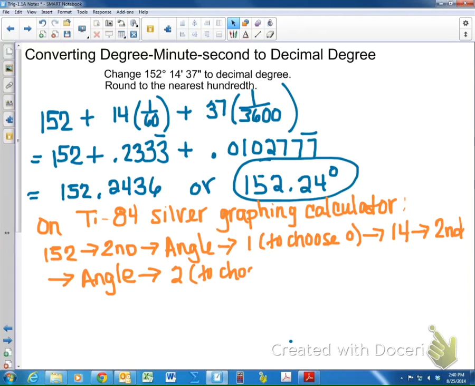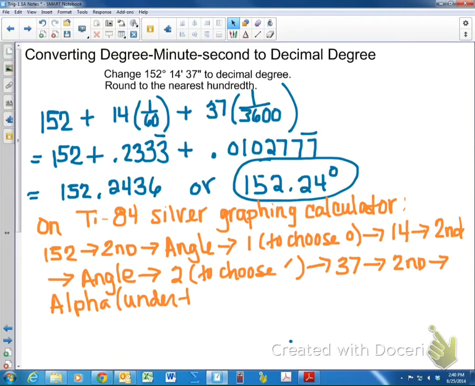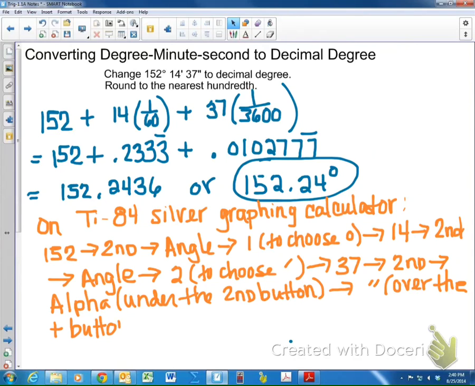And you'll see that 1 little tick mark there. That means minutes. On your calculator, it takes you back, so you now put 37 down. Hit your second button. This time you have to hit alpha, and alpha is right below the second button, because the seconds aren't actually in that menu. I don't know why they did that, but it's actually right over the plus button on your calculator. So you hit alpha, it's under the second button. That brings you to the quotation marks, the double tick marks. It's over the plus button. That chooses seconds for you.